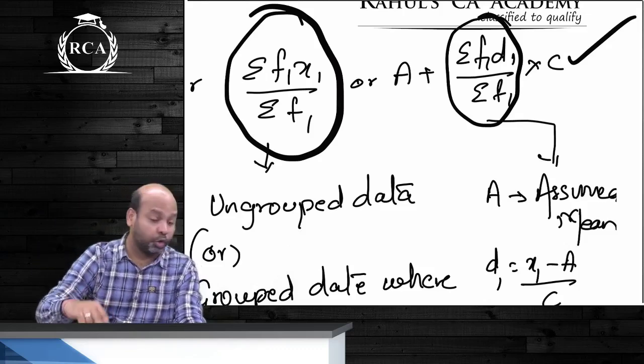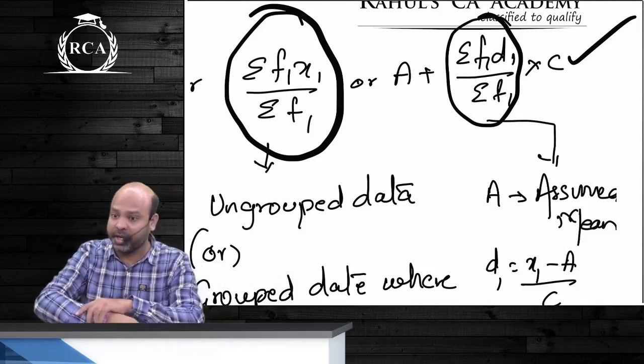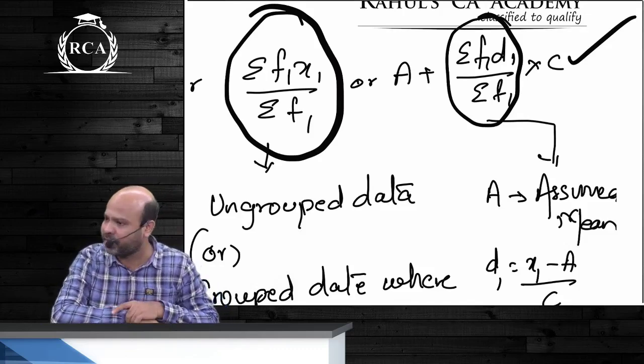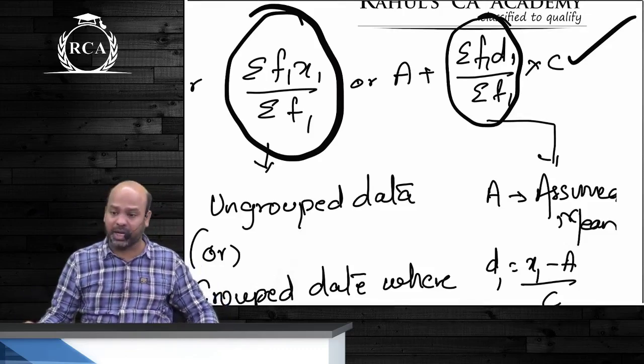Only if while computing deviations you are dividing by c, then subsequently you should multiply by c. Otherwise, there's no point in multiplying it by c.